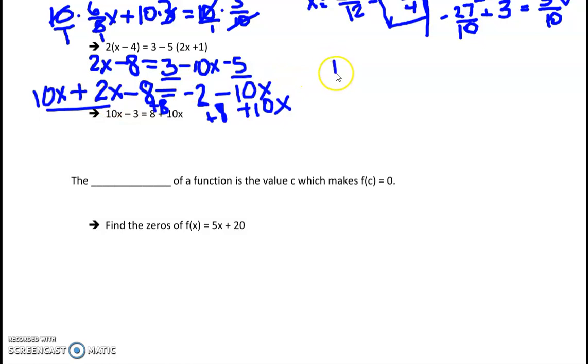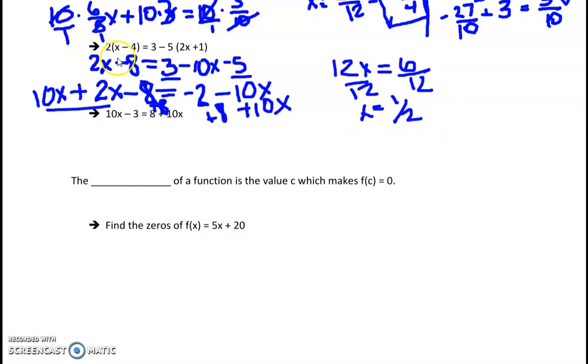10x plus 2x is 12x. And my 8's cancel. I've moved it over here. -2 plus 8 is 6. To solve this, I'm going to divide by 12. And I get x equals 1/2.